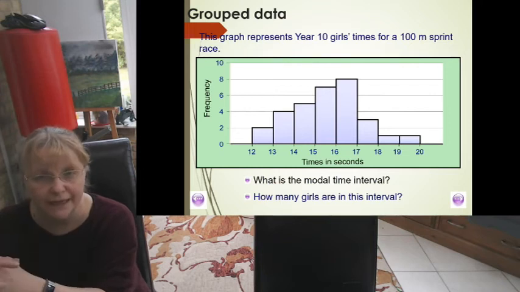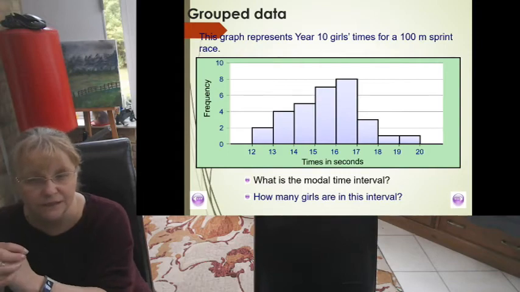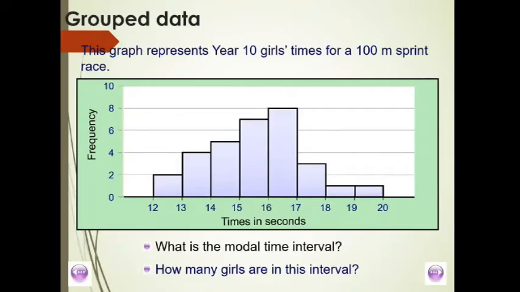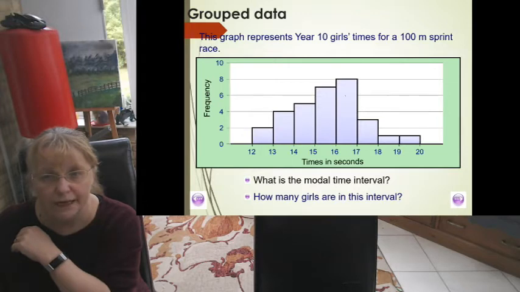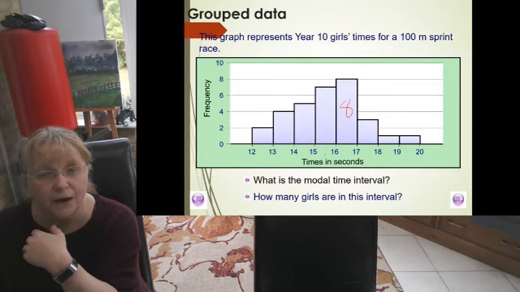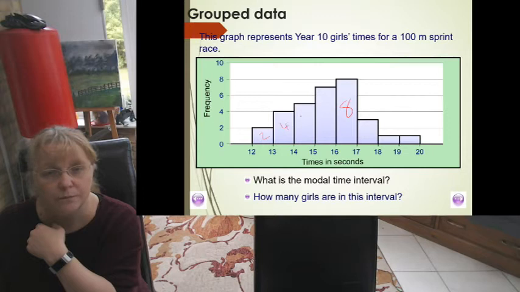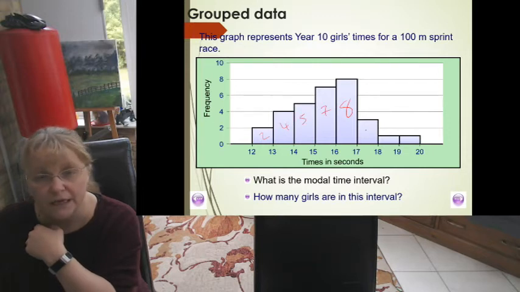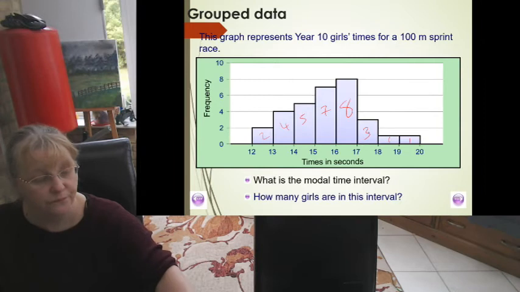So, looking at this graph, tell me what is the modal time and how many girls are in this interval. So what you'd find the modal time is, when you come up to here, the modal one is 8. And when you're looking at how many girls are in the interval, again, you just add it up. So that would be 2 plus 4 plus 5 plus 7 plus 8 plus 3 plus 1 plus 1. And you literally just add up all those numbers.